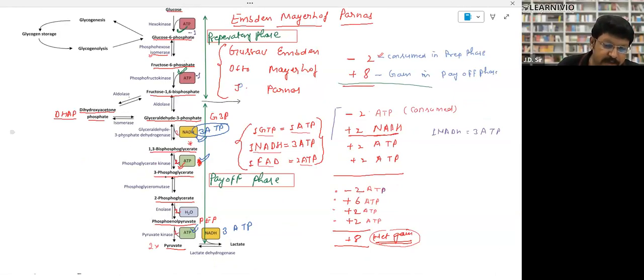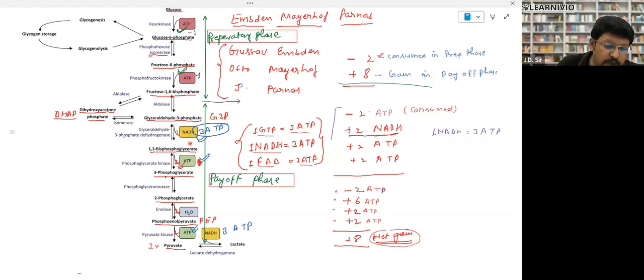Again, 2 ATP are generated. Energy generation takes place. 3-phosphoglycerate changes into 2-phosphoglycerate. No energy is generated. 2-phosphoglycerate changes into phosphoenol pyruvate (PEP). Again, no energy generation takes place.